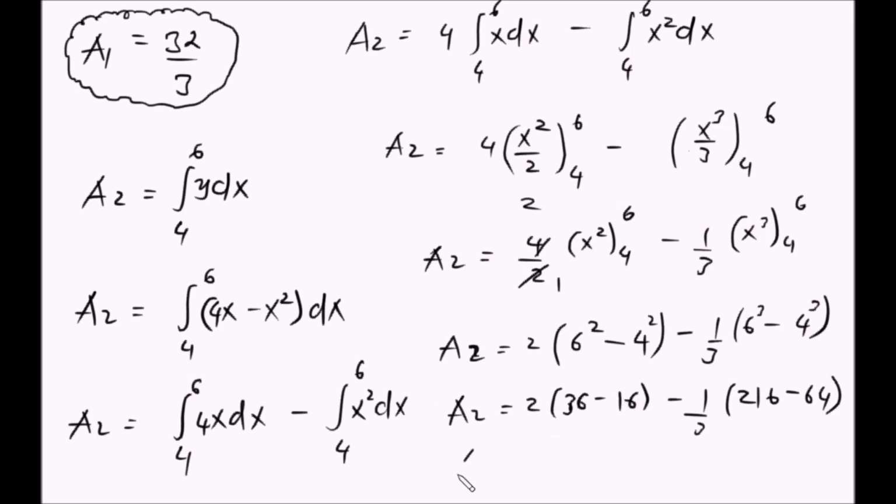So okay, hii itakuwa a2 itakuwa sasa na 36 minus 16 ni 20 minus 1 over 3. So we have 216 minus 64. So we're going to get 2. And then here we're going to get 152. So it's 152 here. So it's 2 times 20 ni 40. Wakati hapa tutapata 152 over 3.